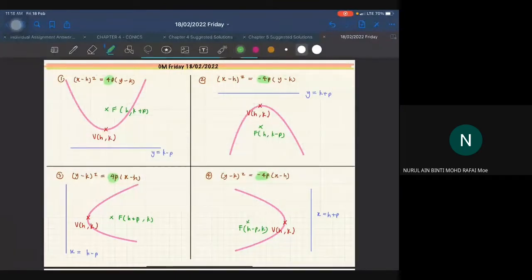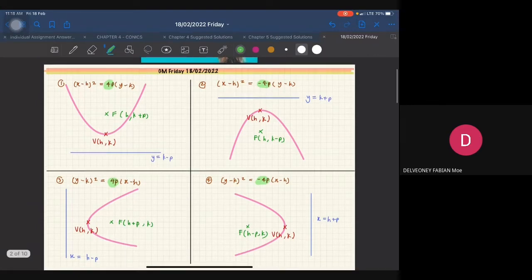Okay, any question? Boleh faham ke explanation saya? Boleh, Miss. Okay, good. Alright, okay. So ini sahaja yang kita belajar dalam chapter 4.3.